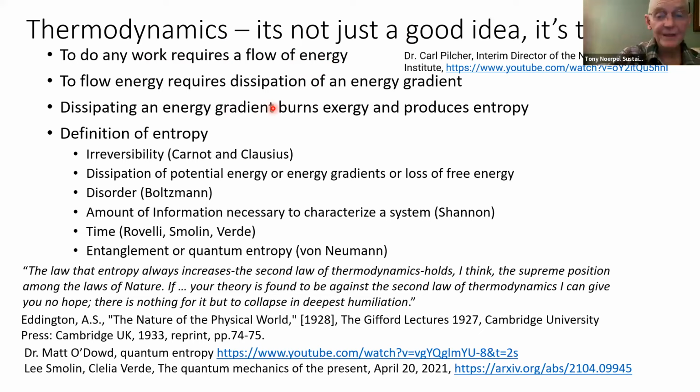Okay, so to flow energy requires dissipation of an energy gradient. So we had to have that energy gradient, the 100 degrees and the 20 degrees. And dissipating an energy gradient burns exergy, throwing out another word for you, free energy, and that produces entropy. There are multiple definitions of entropy, which you may be familiar with. Irreversibility. So you drop an egg and it splatters all over the floor.